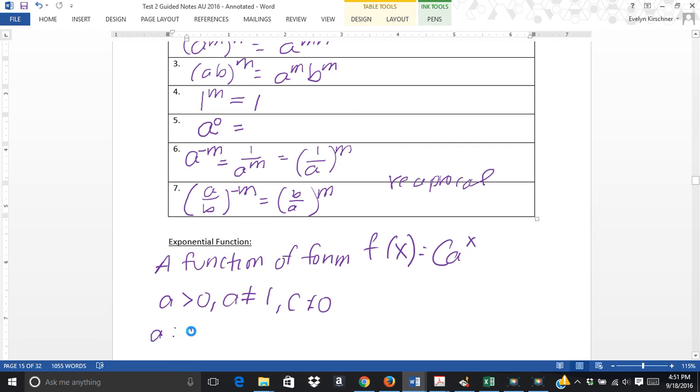a is called the growth factor, how it grows, and c is called the initial value. Initial because if x is 0, right, then a to the 0 is 1, so it's just going to equal c.